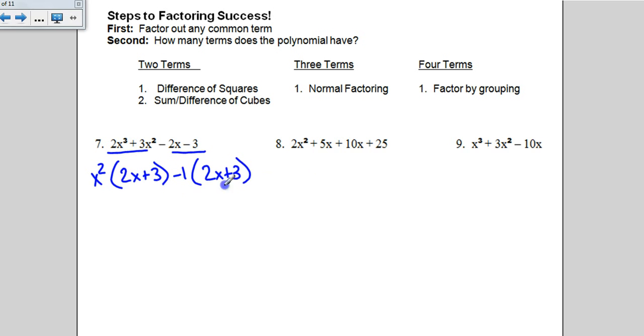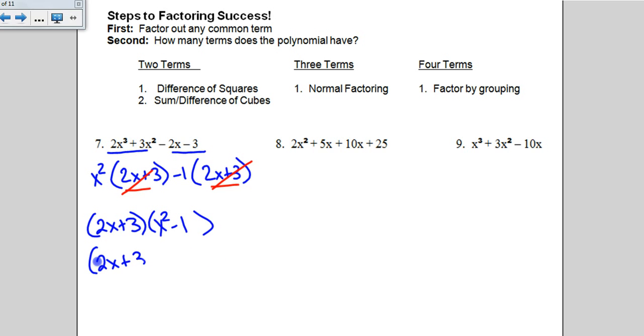Now, you've got a common factor of 2x plus 3 that we need to take out. So when I bring the 2x plus 3 in front of the entire problem, so this is gone and this is gone, we are left with an x squared minus 1. And this is what I was warning you about. X squared minus 1 is not completely factored yet. He can factor some more.